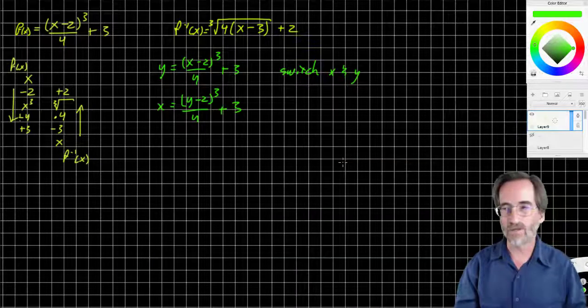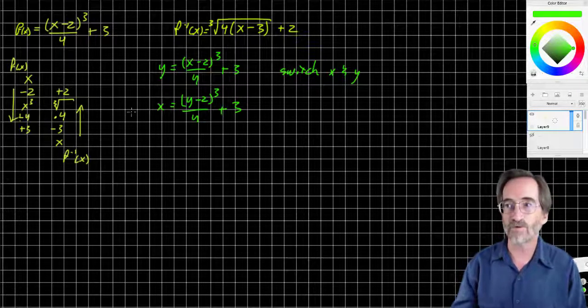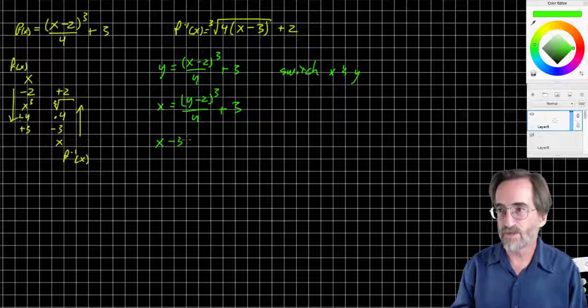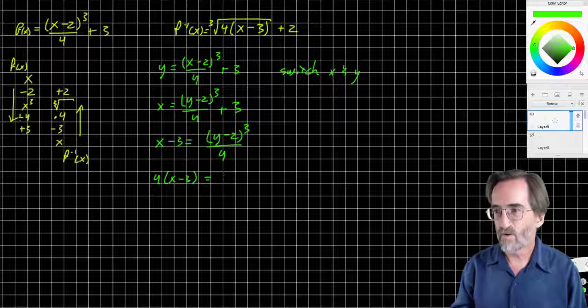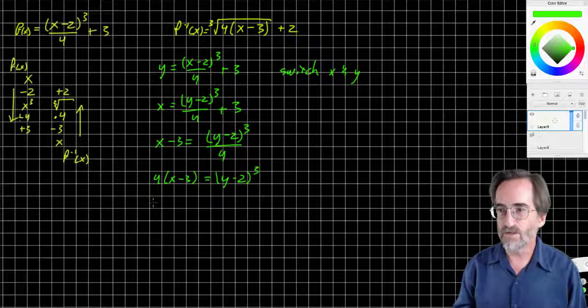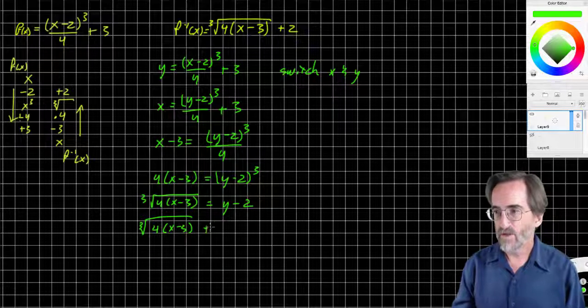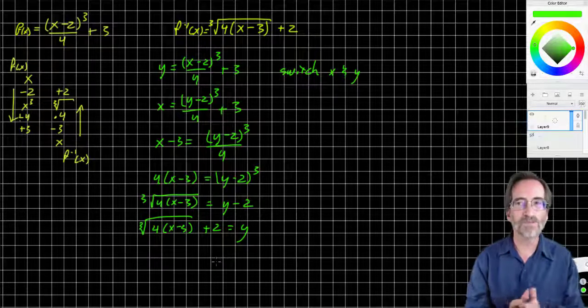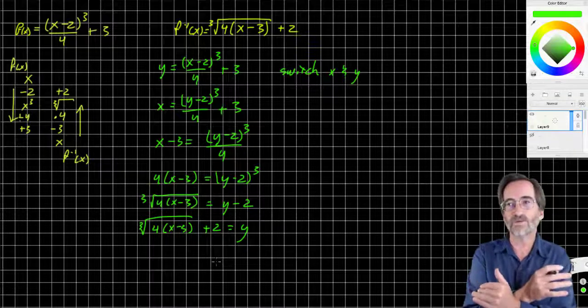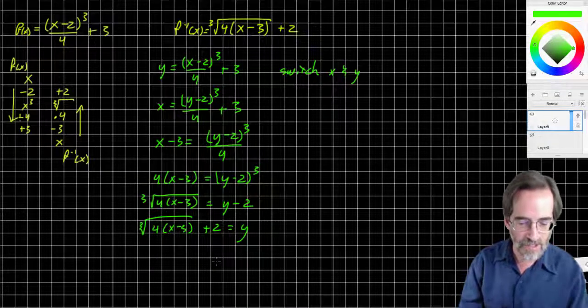And the reason why this works is when you solve, you do the opposite steps in reverse order. Opposite of plus 3 is minus 3. So x minus 3 equals (y minus 2) cubed over 4. Multiply by 4: 4 times (x minus 3) equals (y minus 2) cubed. Opposite of cubing is cube root: cube root of 4(x minus 3). Avoid distributing because I want to preserve the opposite operations in the opposite order. And then add 2. Cube root of 4(x minus 3) plus 2 equals y. And there we go. So you end up with the same thing. So switching the x and the y really gets you the inverse already, and then you've just got to solve for y. Now that can be easier said than done.